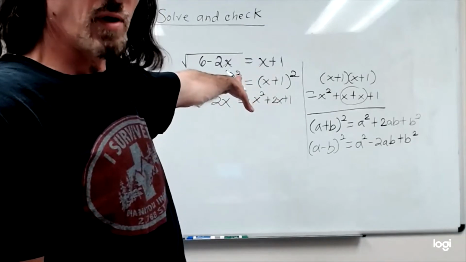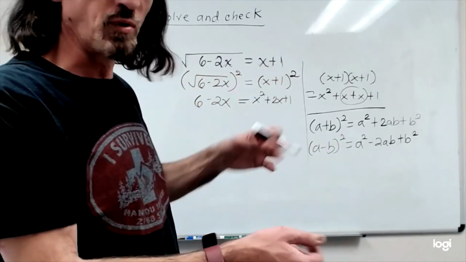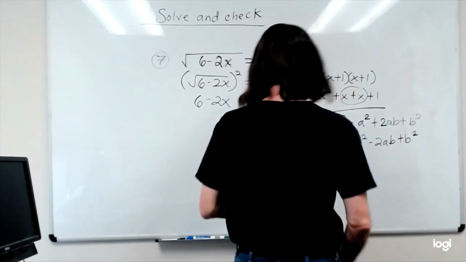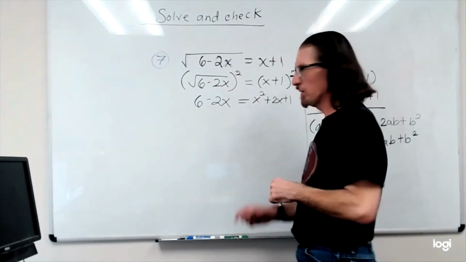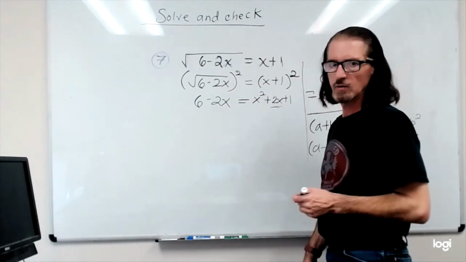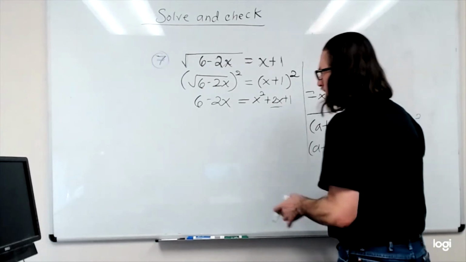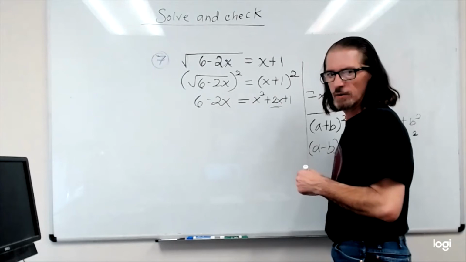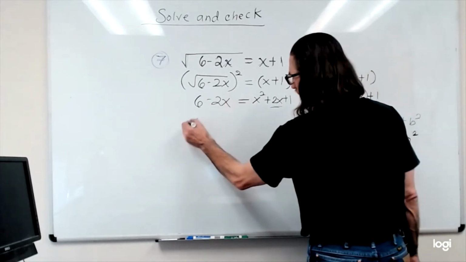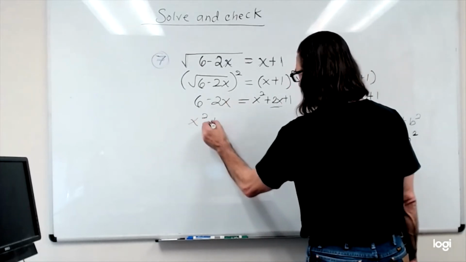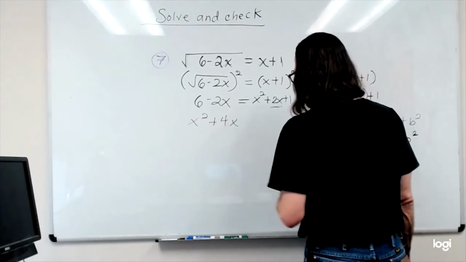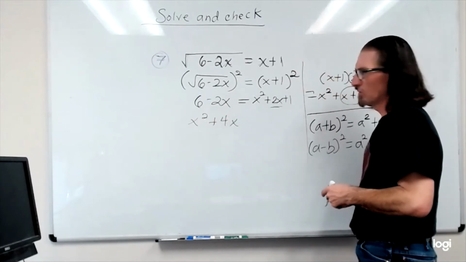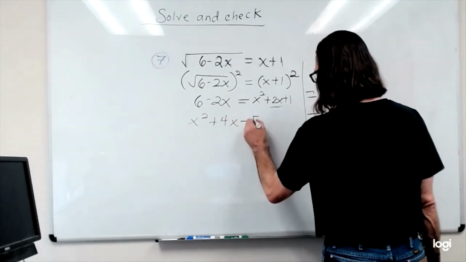So whatever way we get what the quantity x plus 1 squared is, it's supposed to be x squared plus that 2x plus 1. Now I'm going to combine like terms. There's no other x squared. I'm going to add 2x to both sides to get x squared plus 4x and subtract 6 from both sides.